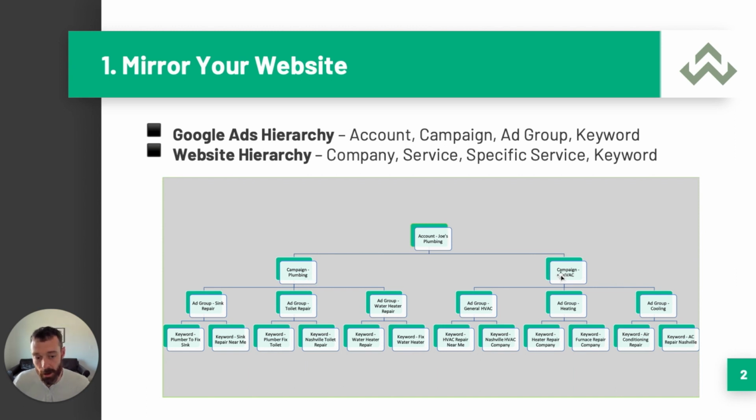So those are the two core offerings, and those are going to translate to a campaign in the Google Ads hierarchy. Now, under that, we're going to have the specific service. So under plumbing, for example, we have sink repair, toilet repair, water heater repair. And then under that, finally, keywords. So keywords under sink repair. This allows you to group everything into common themes and gives you a few different advantages.